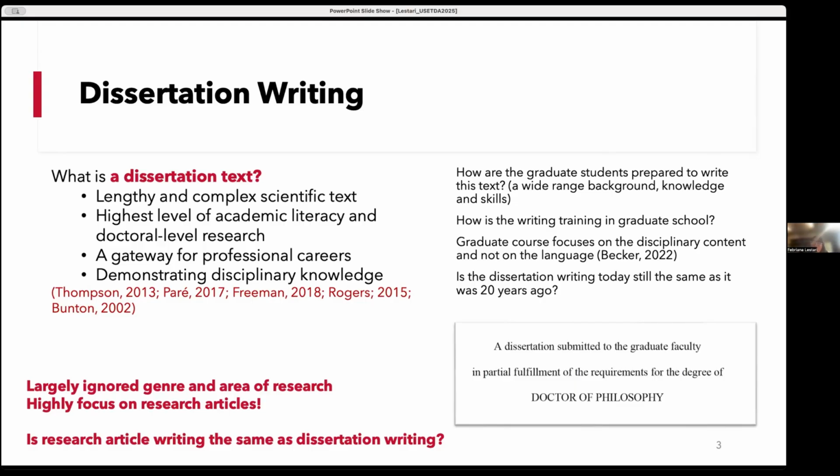So it indicates that dissertation writing is largely ignored genre and area of research. And most courses usually focus only on research articles writing. And there is this general assumption that research article the same as dissertation. But I think this is a question that needs further empirical evidence to answer. And I'm hoping to be able to answer that through my research.